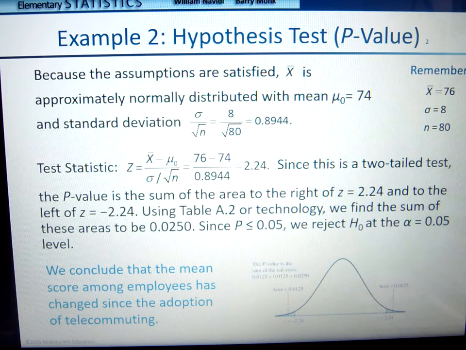It's a two-tailed test. So the p-value is the sum of the area to the right and to the left. Using the table or technology, we find these areas to be 0.025. Since p is less than 0.05, we reject the null hypothesis at the 0.05 level. We conclude that the mean score among employees has changed since the adoption of telecommunicating.